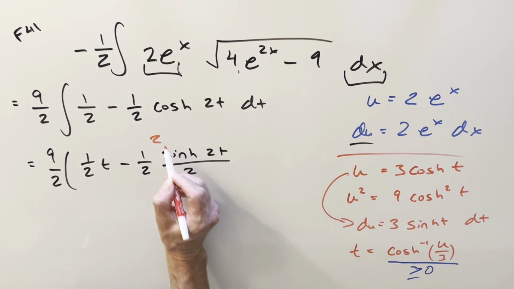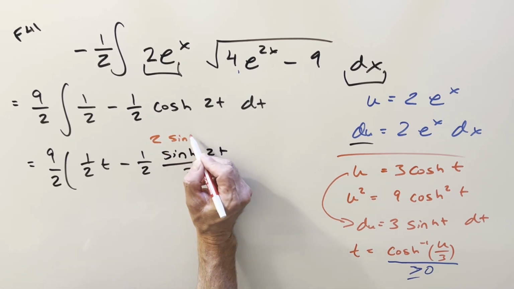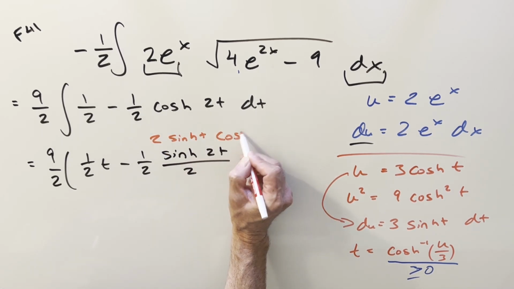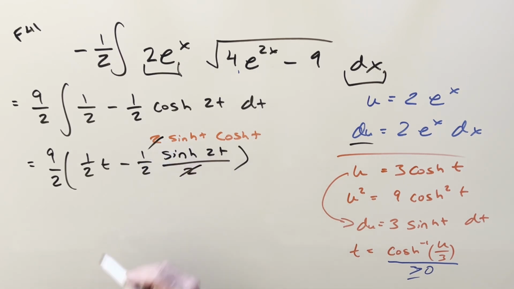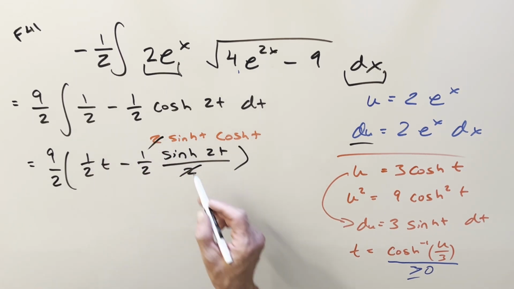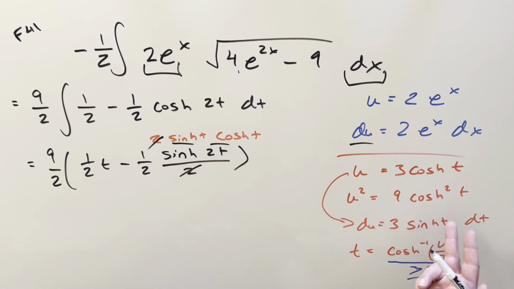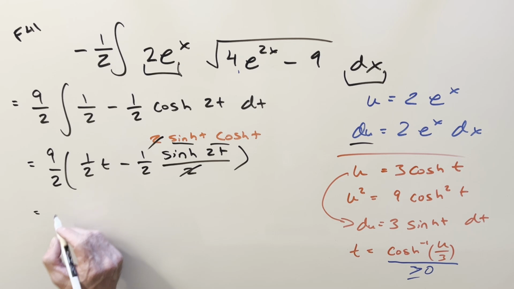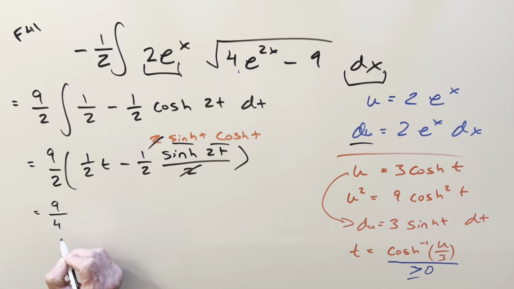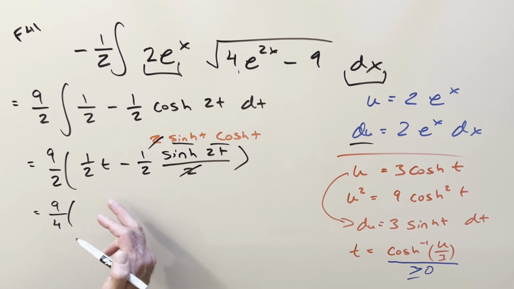Sinh of 2t is the same thing as 2 sinh t cosh t. And then what I can do is cancel 2's right here. That way we have it in terms of just single angle, so we can use the definitions we have to the right. Now cleaning it up, we'll factor a half out of both these, so we have 9/4. Let's go and start back substituting.